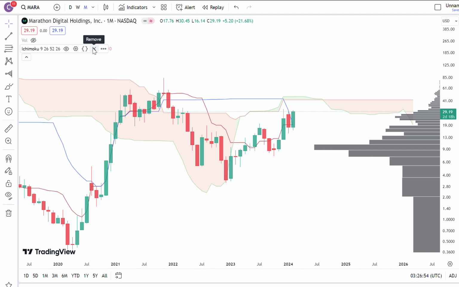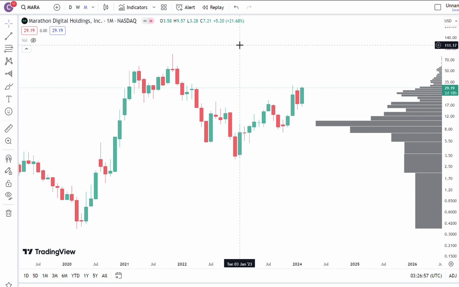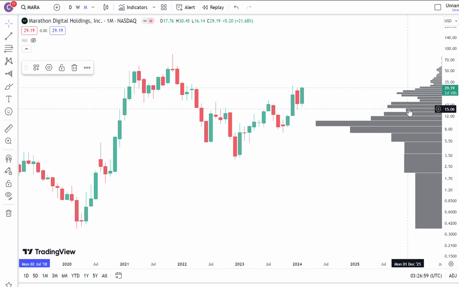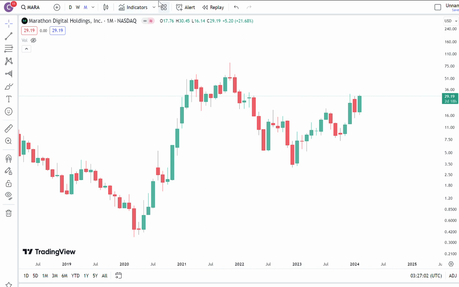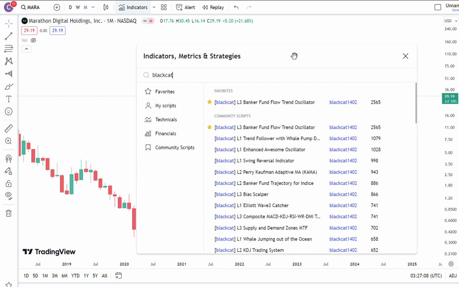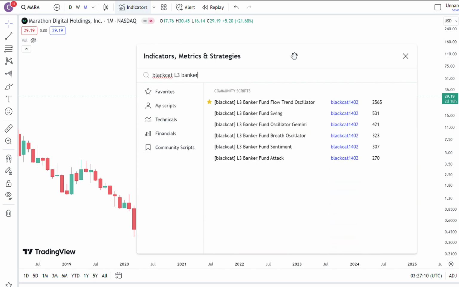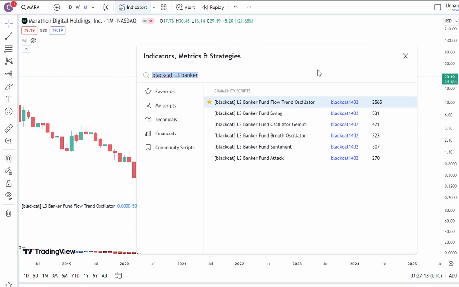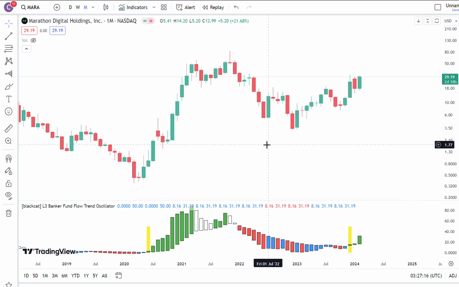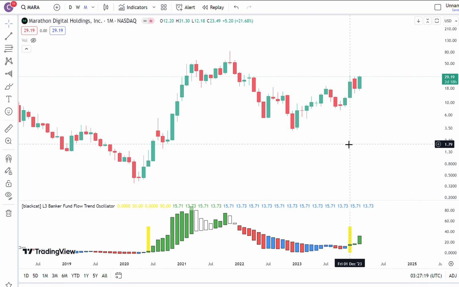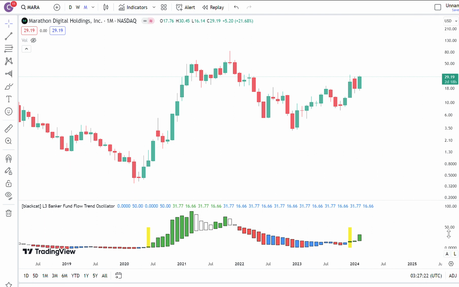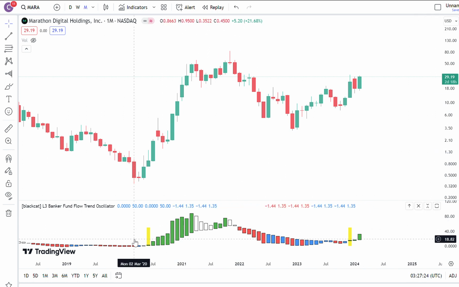Right now, in addition to this, I started playing around with an indicator that I found to start giving me some pretty interesting insight in terms of flow. If you just search Blackhead L3 banker, this is something that had just been brought to my attention by my good friend Market Maestro, which I also suggest you strongly give a follow. This is the monthly flow. It technically is the banker fund flow trend oscillator. So it gives you a little bit of an idea of what the big money is doing.